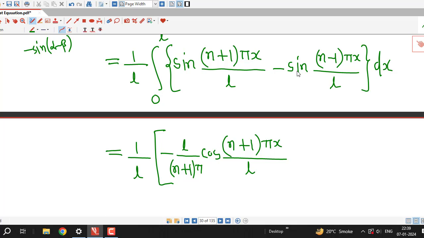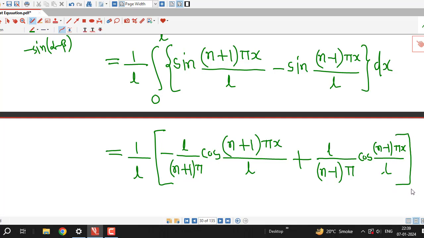Same thing here, integral of sine is minus cosine, and due to this negative sign we will write plus, and here also the coefficient will be n minus 1 pi divided by L, and if we write it in the numerator we can rewrite it as L divided by n minus 1 into pi cosine of n minus 1 pi x divided by L. Limits are from 0 to L.